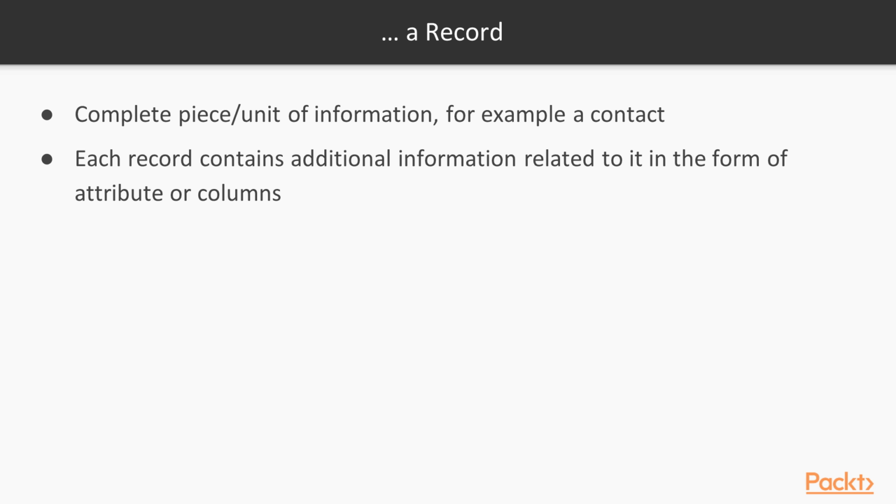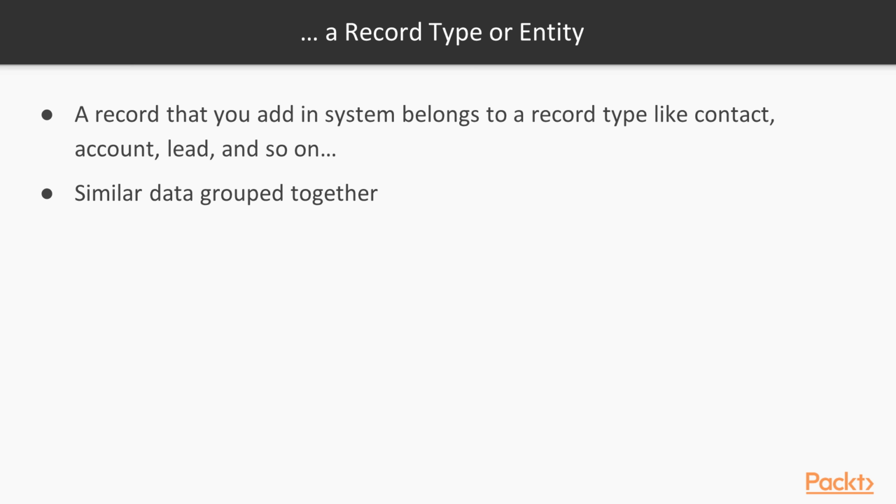Moving on to record type. As the word says it all, a record type simply means the type, that is contact, account, lead, etc. of the record. It is basically used to group similar records together. In CRM, record types are also known as entities. For people with database knowledge, an entity or a record type is like a table where you store similar records. Let's go into CRM and see how these look.